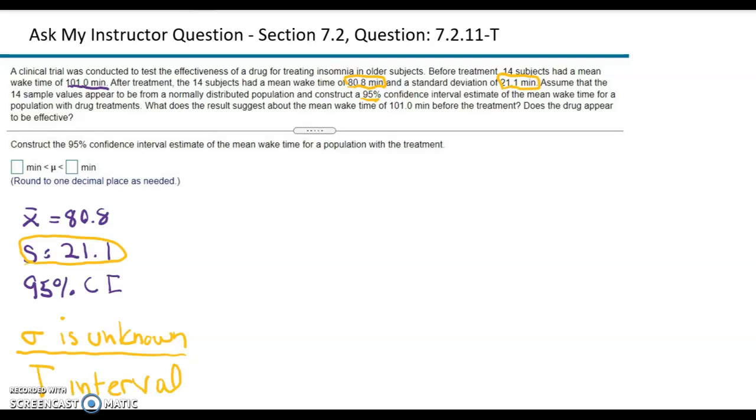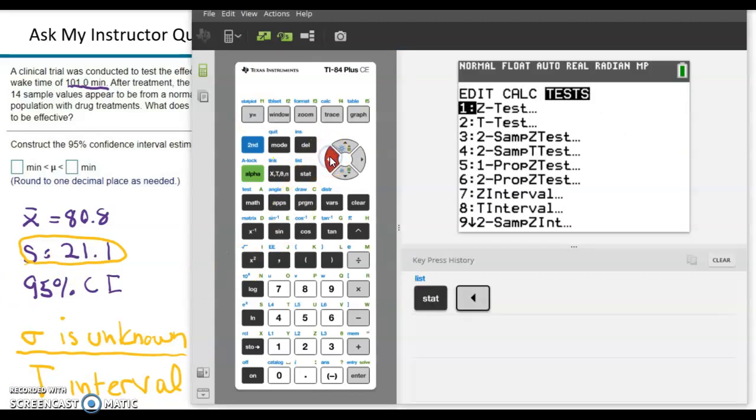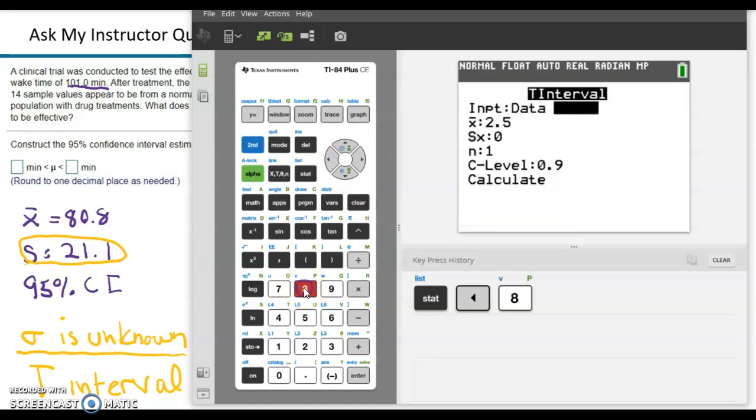So let's pull out our calculators and do that. To find a confidence interval when sigma is unknown, in your calculator, you can press stat and then scroll over to tests, and you're going to do a T interval test, which is number 8. You can either scroll down to 8 or you can press the number 8. We're choosing data or stats. I didn't put any data in my list, so I'm going to just use stats, which is the summary statistics that were given in the problem. If you'd been given a data list, you would type it into one of your lists and choose data here. But that's not what we were given.